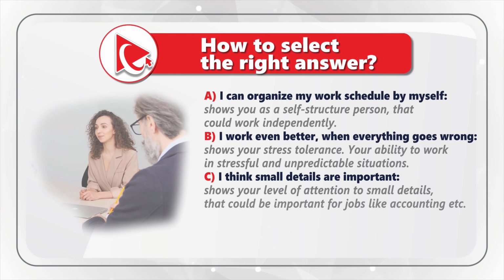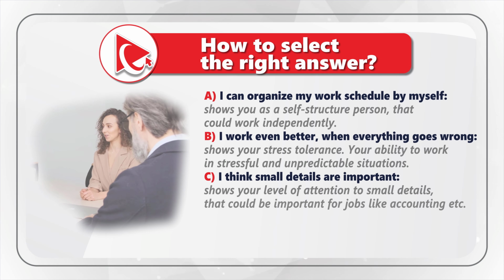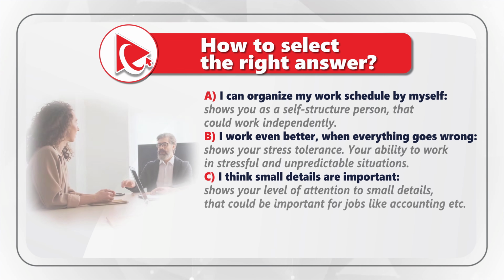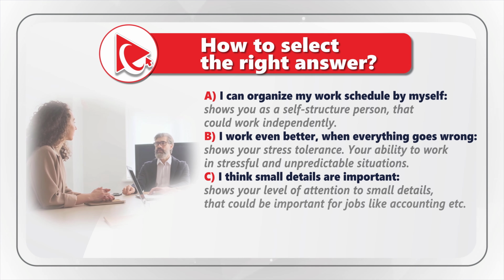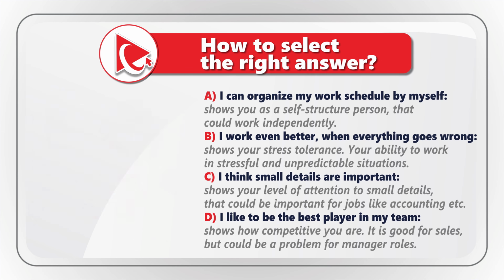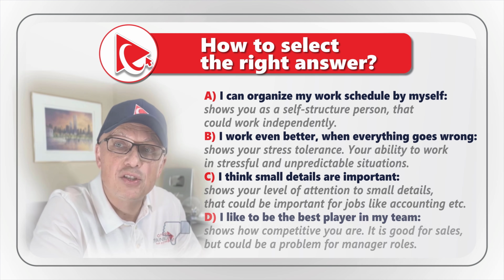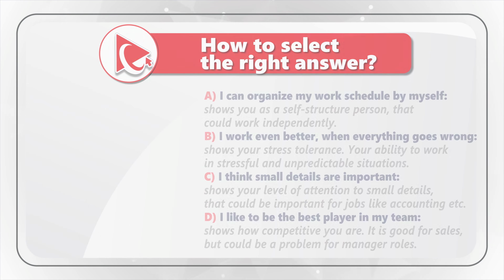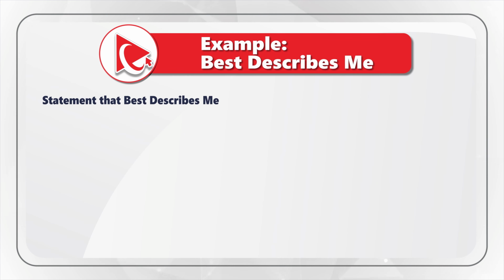Choice C. I think small details are important would show your level of attention to details that could be important for jobs such as accounting, programming, controller, and other jobs that require attention to details. And last but not least, choice D, I like to be the best player on my team, shows how competitive you are. This is a good choice for the sales position, but could be a problematic choice for the manager roles.